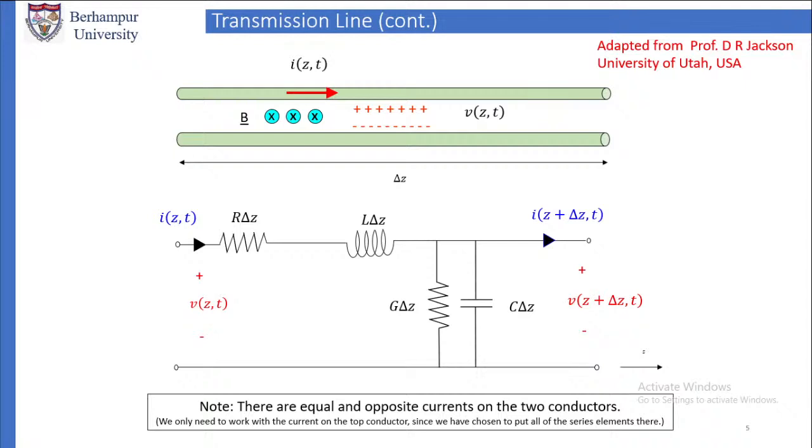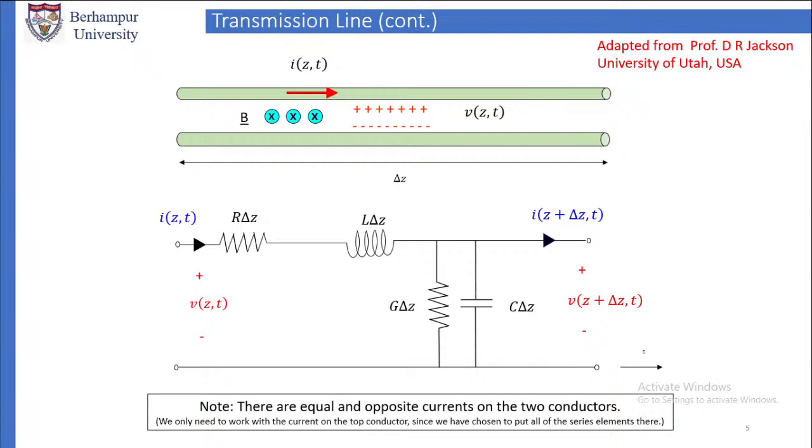Now, on this transmission line section of length delta Z, what will be the resistance? Because R, we have defined, is the resistance per unit length, and the length of the transmission line is delta Z. Therefore, resistance will be R delta Z. Similarly, inductance of the transmission line will be L delta Z.